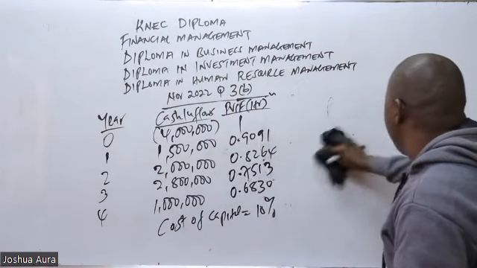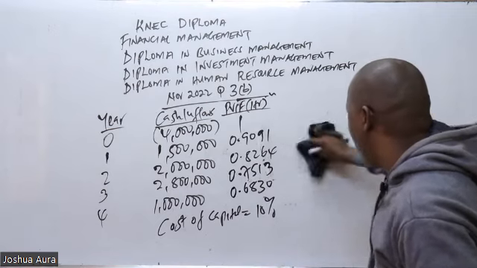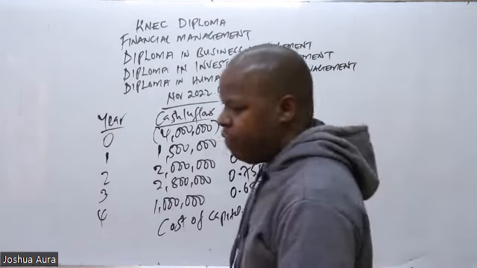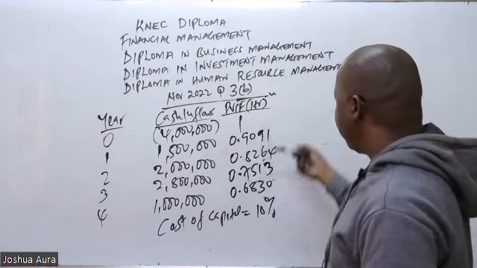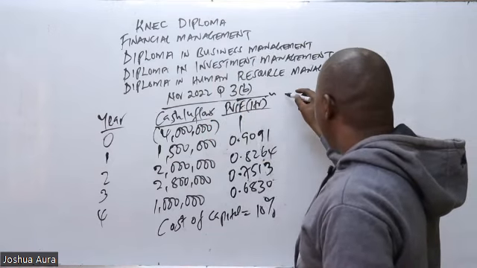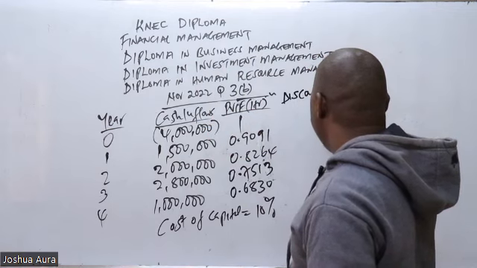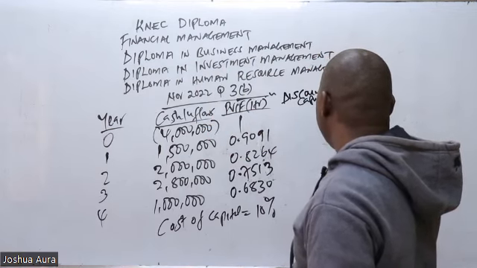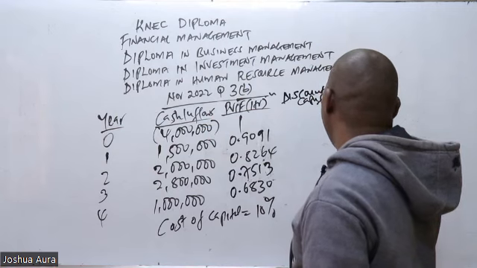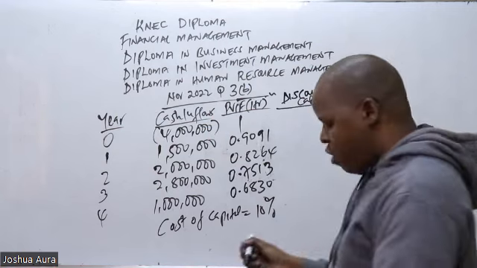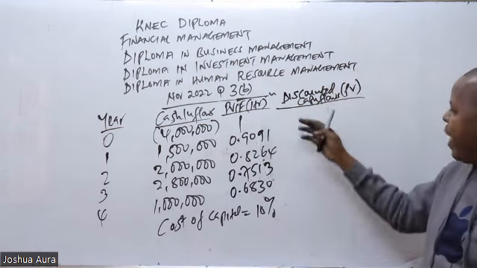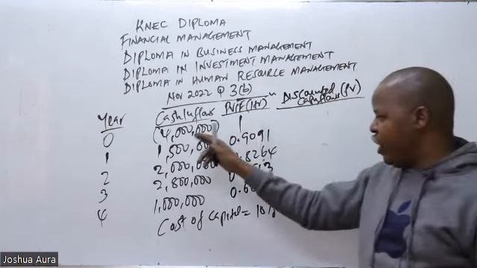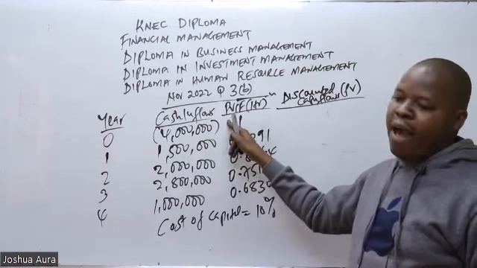So what is the next step? The next step is to get our discounted cash flows, which in other words is called present value. We get our discounted cash flows by taking the cash inflow times the discounting factor.